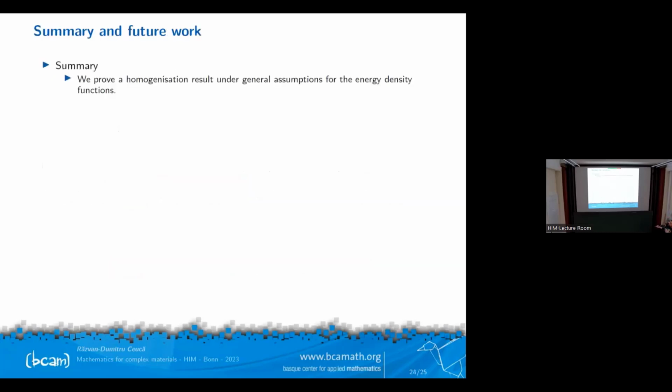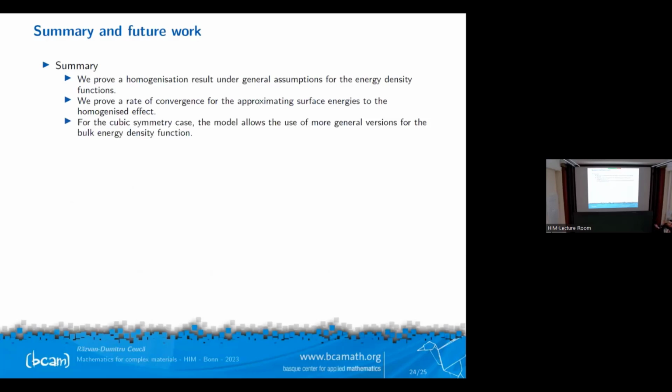So the summary is we have a homogenization result under various general conditions. We prove a rate of convergence. For the cubic symmetry case, we can use more general bulk versions or surface energy densities. And the lack of cubic symmetry generates a shift in the alignment of the particles, essentially due to the lack of symmetry.